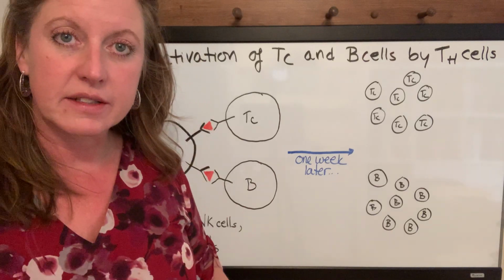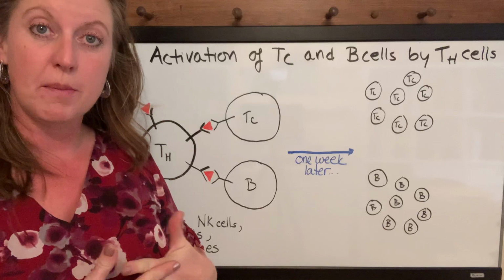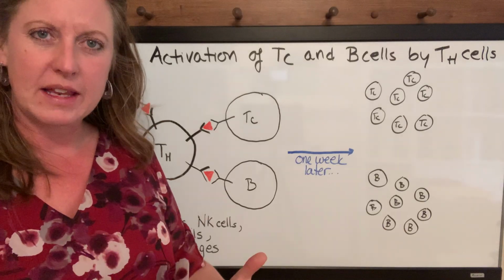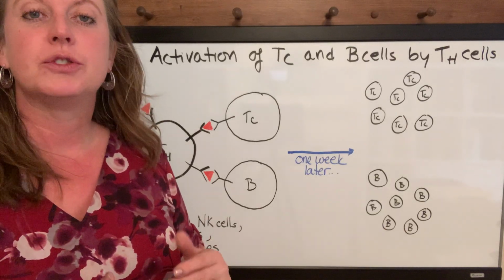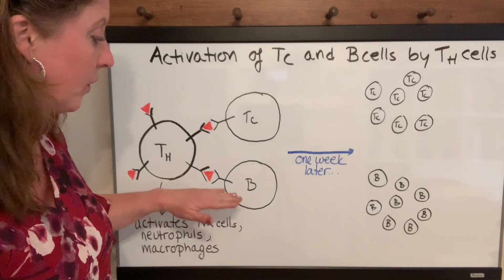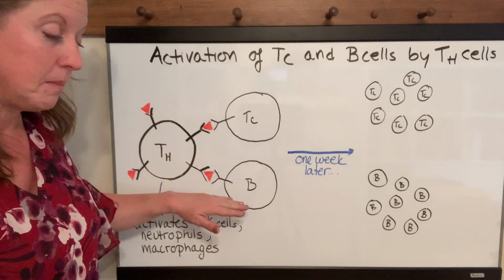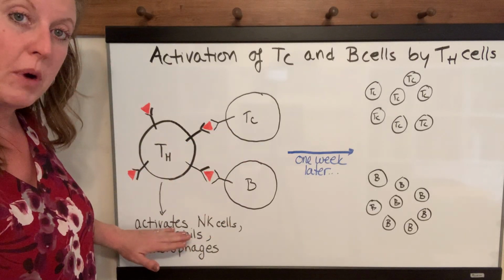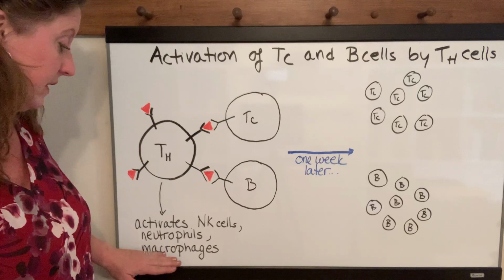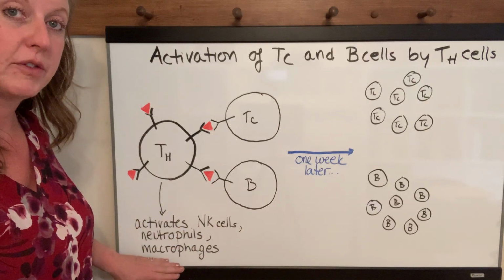Once effector T cells have been activated and are released into the body in order to join the battle, they actually don't fight the pathogen. Their job is to coordinate and activate other branches of the immune system. So helper T cells will activate cytotoxic T cells, B cells, and also part of the nonspecific immune system, including natural killer cells, neutrophils, and macrophages.